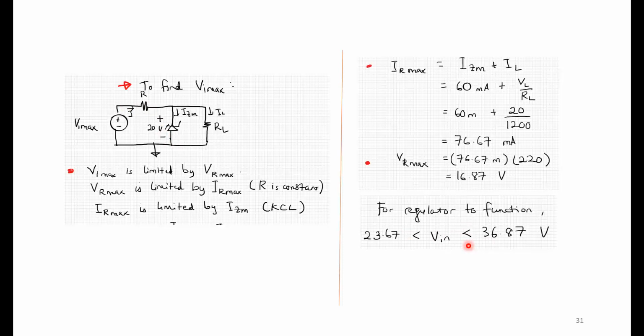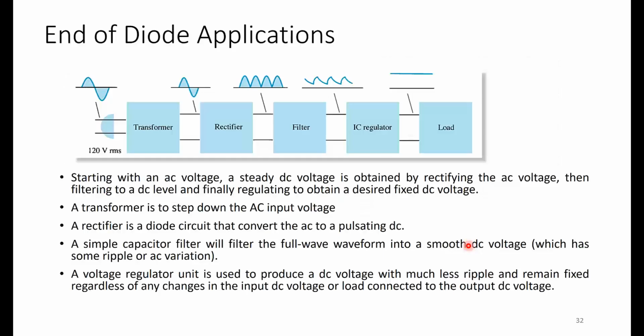Okay, so we've covered 3 cases there. One is just calculating straightforward the Zener diode operations. Second is we attempted to find RL min and RL max. And the third is we attempted to find Vin min and Vin max that the regulator can withstand. Okay, so we are now at the end of diode applications. Hooray, hooray, before we go on to bipolar junction transistor.